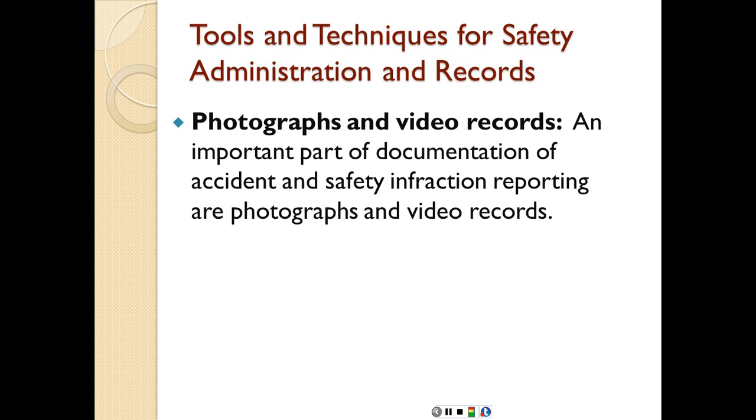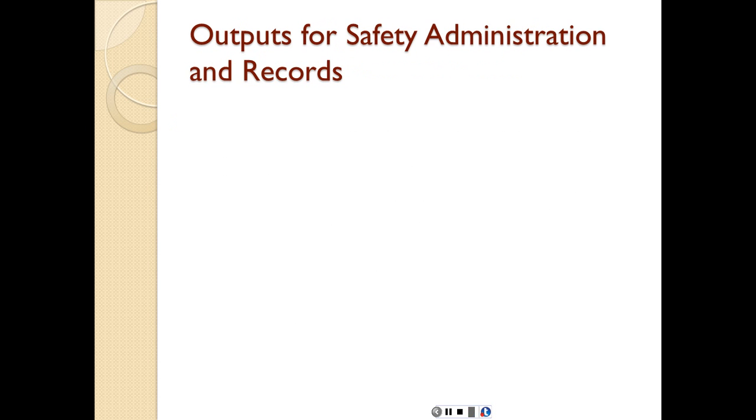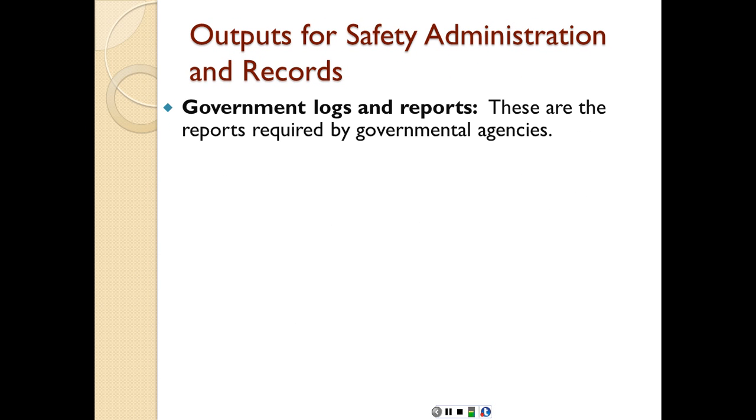Photographs and video records. An important part of documentation of accident and safety infraction reporting are photographs and video records that show live what took place on site. The outputs are going to be government logs and reports. These are the reports required by governmental agencies, primarily OSHA.